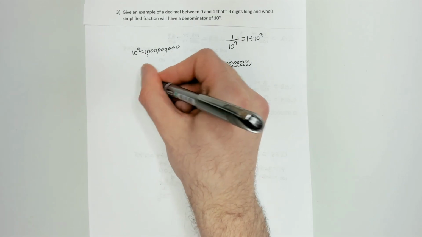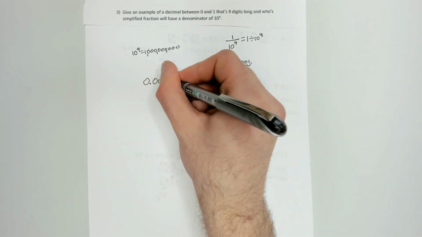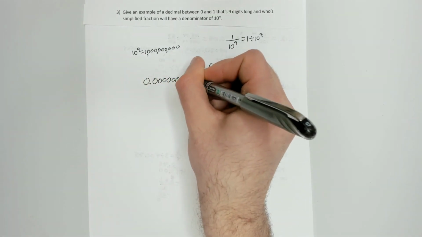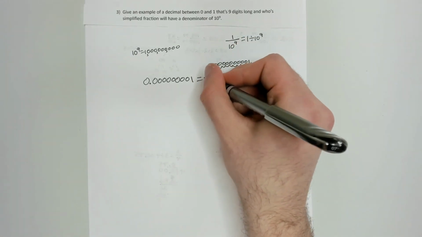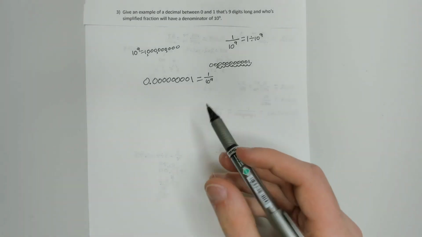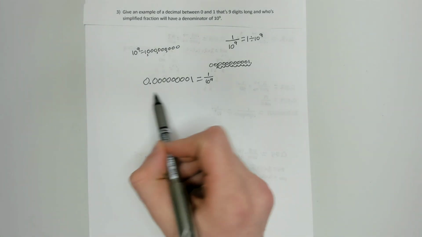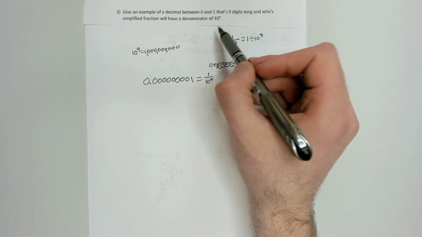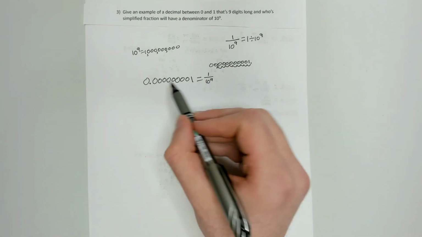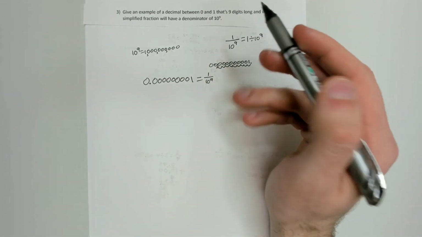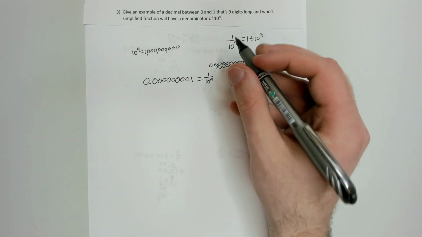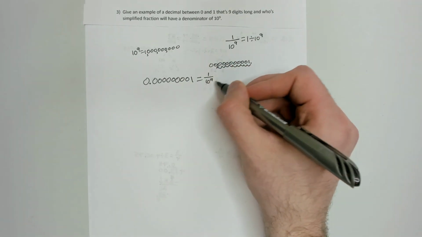So if we look at the decimal then, 0.000000001, this is going to be equivalent to 1 over 10 to the 9. So we've essentially constructed a decimal here. It's between 0 and 1. It's 9 digits long, right? 8 zeros and the 1, so that's 9 digits in total. And its simplified fraction had a denominator of 10 to the 9, right? Because the 1 up top was co-prime with 10 to the 9. It can't be simplified any further, so we have done question 3.